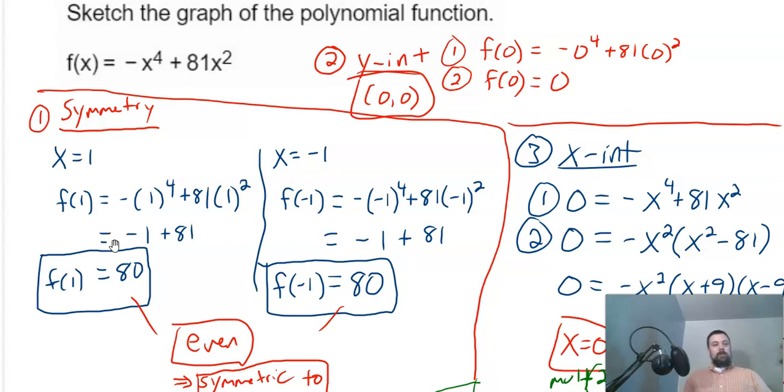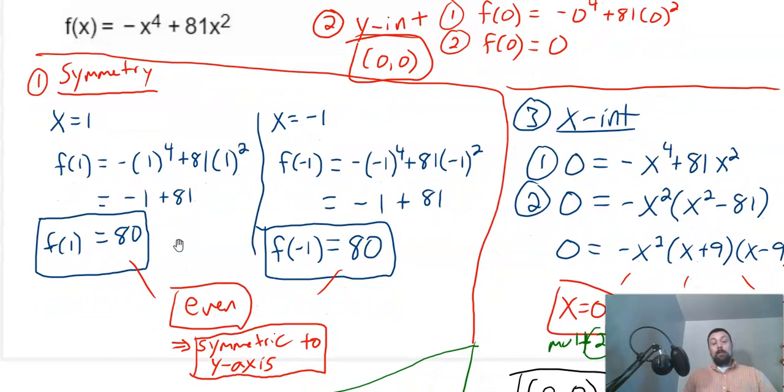So the first thing I looked for was symmetry. There is indeed symmetry in this particular function. It is another even function, and so the graph will be symmetric to the y-axis. I tried to draw it as symmetric as I could when I got to that part of the problem. I determined that symmetry by plugging in 1 and -1, and I noticed I got the same answer either way. I got 80 both times, and so that's an indication it's an even function.